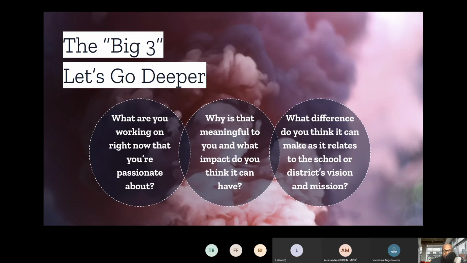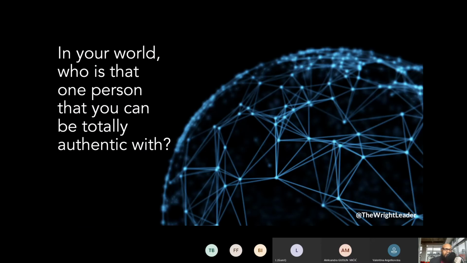Because again, tying in the work that we often do beyond the classroom and beyond the campus and really out into the community, we're talking about dealing with stakeholders, the various stakeholders in the community that are part of the educational process. What difference do you think it makes as it relates to the school or the district's vision and mission? This one is really good because it talks about being connected and interconnectedness.